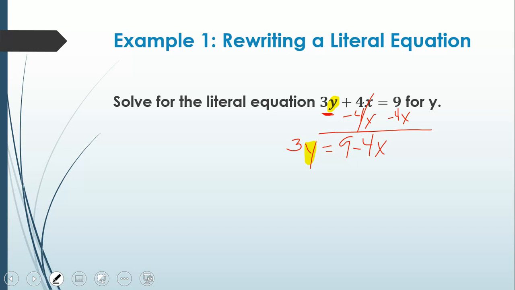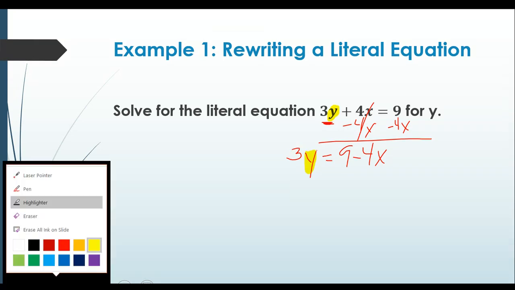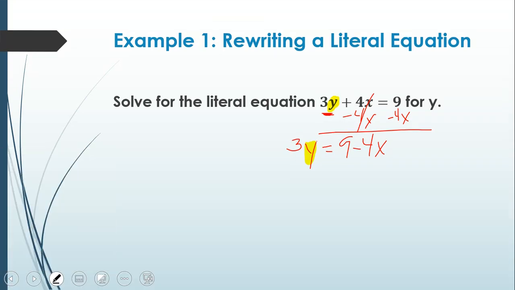Well, what operation is being used here? Multiplication. How am I going to undo multiplication? I'm going to divide. So I'm going to divide by 3. That'll cancel. And here I have to divide every single part by 3. So there's two ways you can write it. You can just write the entire thing over 3. Or, the way I prefer, we have 3y equals 9 minus 4x. We have to divide each part by 3.